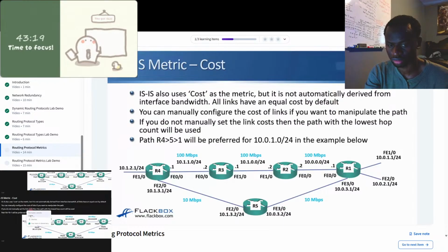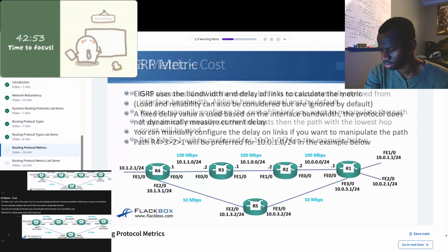If you don't manually set the link costs in ISIS in our example, then the lowest hop count will be used, which was the bottom path in our example again. So again, it's going to use path R4 to R5 to R1 by default in ISIS. Now in ISIS, you can manipulate it to go along the top path. In RIP, you're not really able to do that.